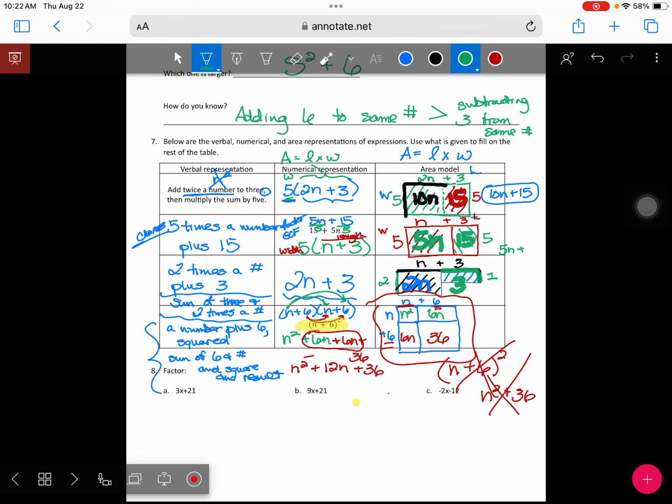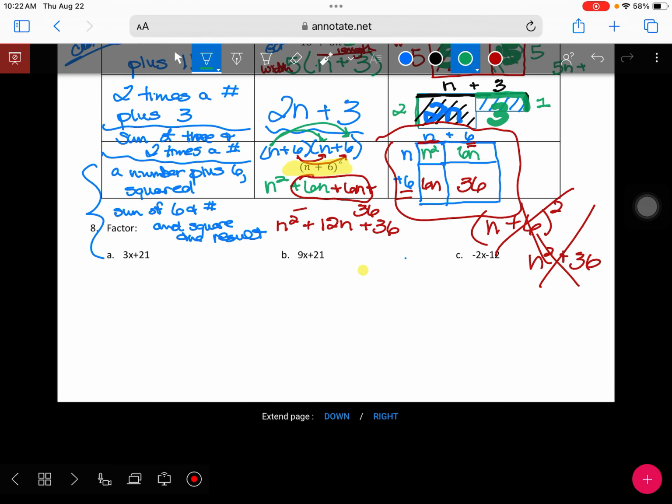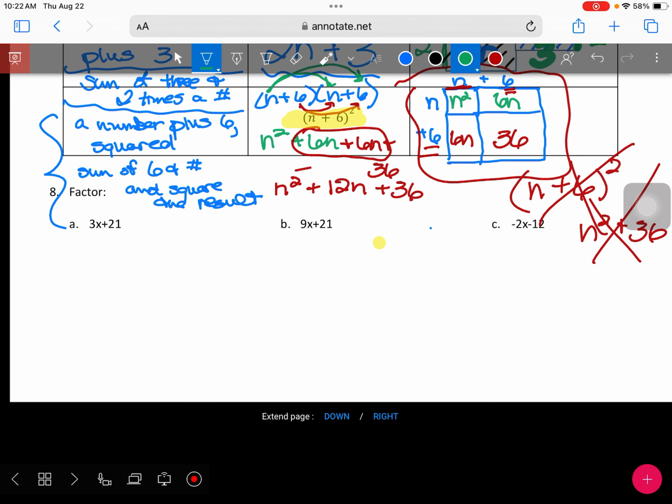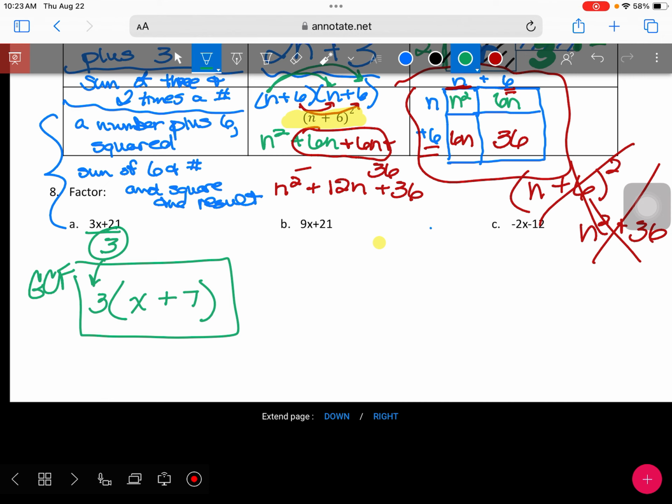All right. What about factoring? Number 8, should we go over that really quick? Number 8, GCF. You have 3x plus 21. What is your greatest common factor there? 3. So when you divide by 3, that 3 comes out front. 3x divided by 3 leaves me with x, plus 21 divided by 3 is 7. So 3 times quantity, x plus 7.